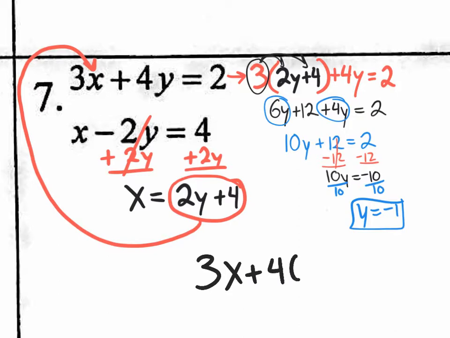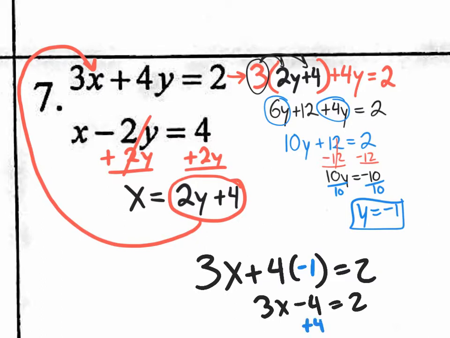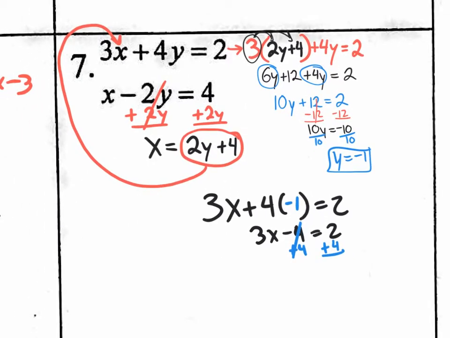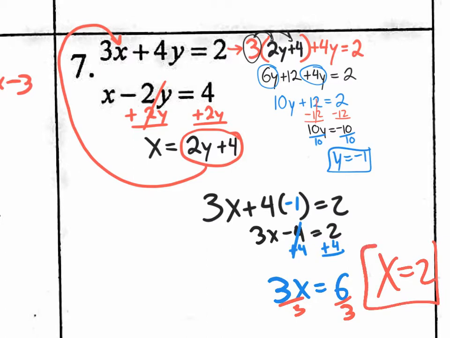3x plus 4 times negative 1 equals 2. So there's the negative 1 that I'm plugging in. It's going to read 3x minus 4 equals 2. And if I add 4 to get rid of the minus 4 to both sides, I'll have a new equation. I should have done the easier one, huh? Sorry. 3x equals 6, which means that if I divide both sides by 3, you'll get x equals 2. Yeah, I always pick the shortcut. Anyway, our answer is 2 comma negative 1.